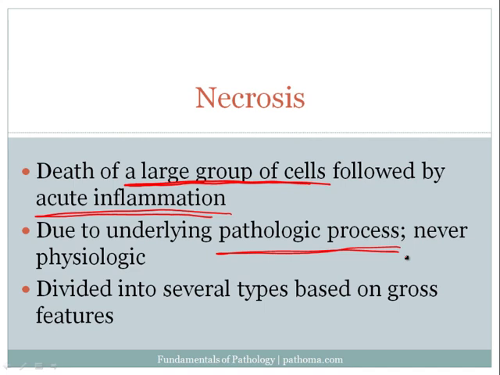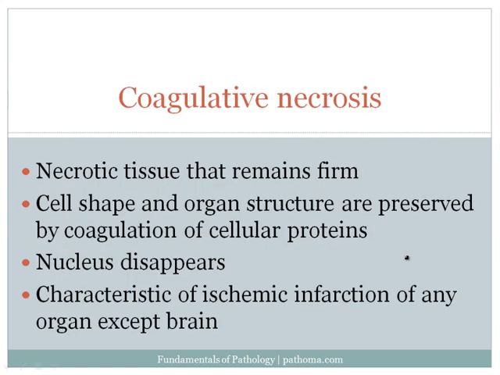And it can be divided into several types based on gross features. These are high yield. These questions often show up on examinations concerning the subtypes of necrosis, and so we're going to spend a good degree of time on the subtypes of necrosis. The first type of necrosis is called coagulative necrosis. What is coagulative necrosis?